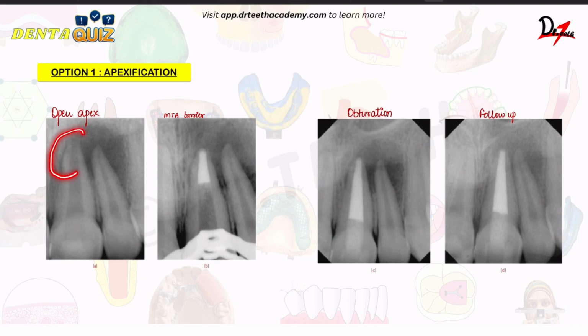Now, see this diagram here. You can see open apex in this tooth. So now we have to put the MTA barrier in the open apex. You can say 3 to 5 mm of plug of MTA barrier is used. After it, the tooth is obturated, right? And this is the follow-up. As you can see here, how the apex has been closed now, right? This is nothing but apexification. It's not that the tooth forms. No, the root doesn't form because the pulp is dead. So now no more root will form here. What happens is that the apex closes because of the MTA plug. So this is what is known as apexification.